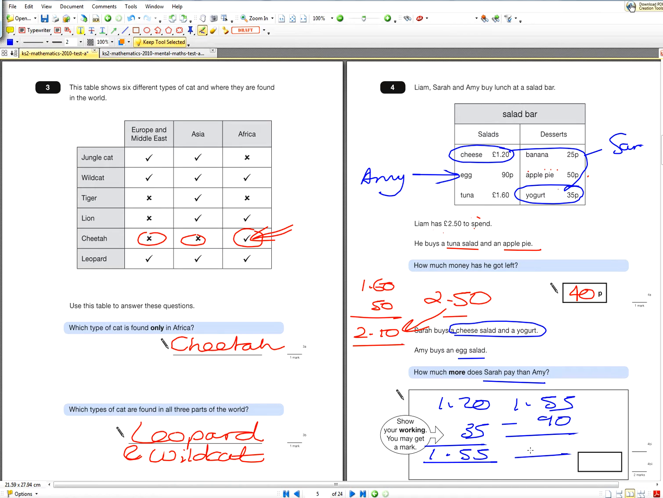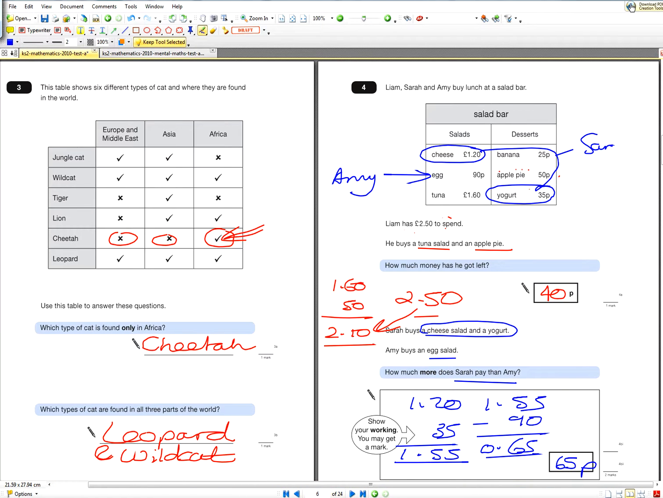65p. Yeah, because don't forget 55p plus another 10p. So 65 is the answer here. We can write the answer as 65p or 0.65, whichever you like. I'm going to write down 65 pence. And that's the end of that particular question. So let's move on to the next page.